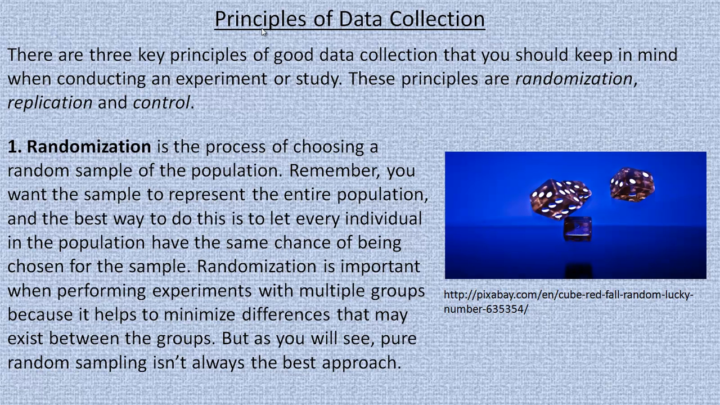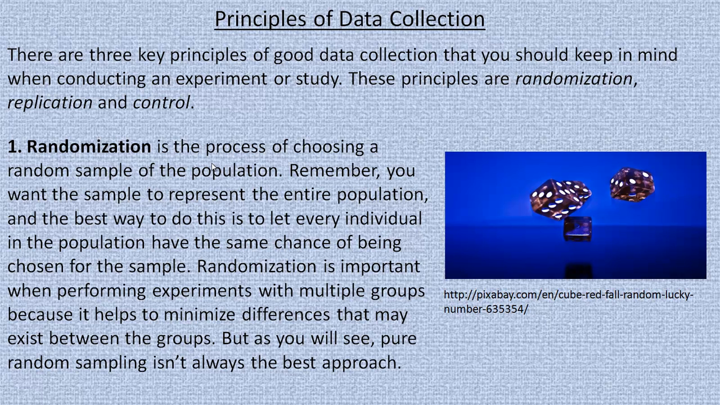This video tutorial is on the principles of data collection, and there are three main principles that help you to get a good sample that's representative of the entire population. These principles are called randomization, replication, and control. And on this page we're going to talk about randomization.